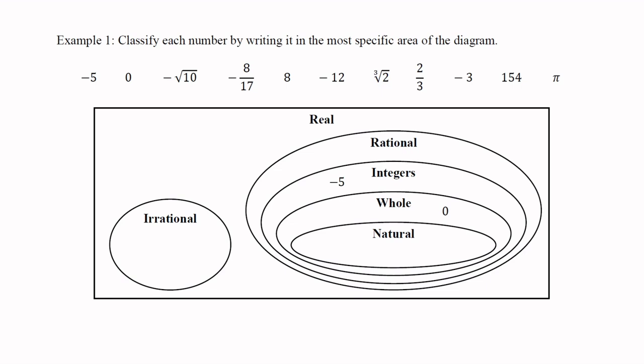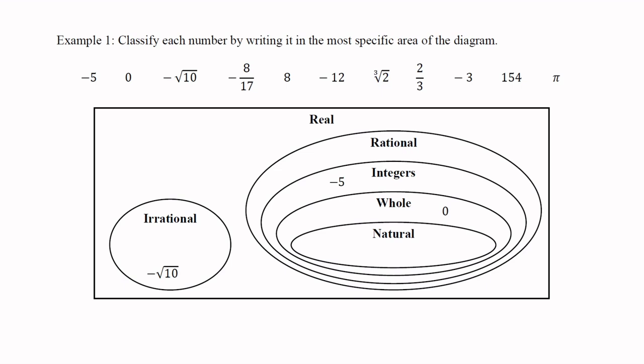Now, the negative square root of 10. Let's think about this one. Where can we place negative square root of 10? Well, first of all, is it irrational or is it rational? If you were to put the square root of 10 in your calculator and see what the decimal value is for it, you would see a decimal number that does not appear to repeat or terminate. So, therefore, the square root of 10 is actually an irrational number, and making it negative still keeps it irrational. So, therefore, we have an irrational number.